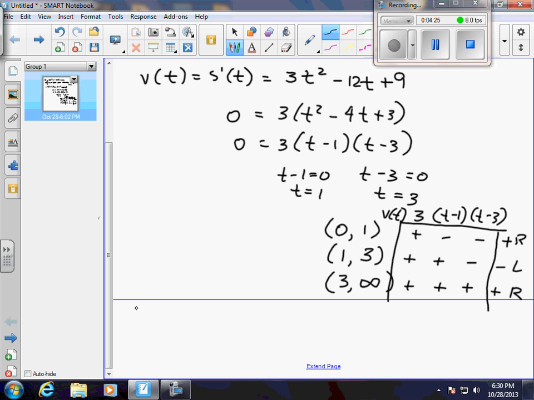So to answer the question, it moves to the left when t is in the interval 1 to 3, since the velocity is negative.